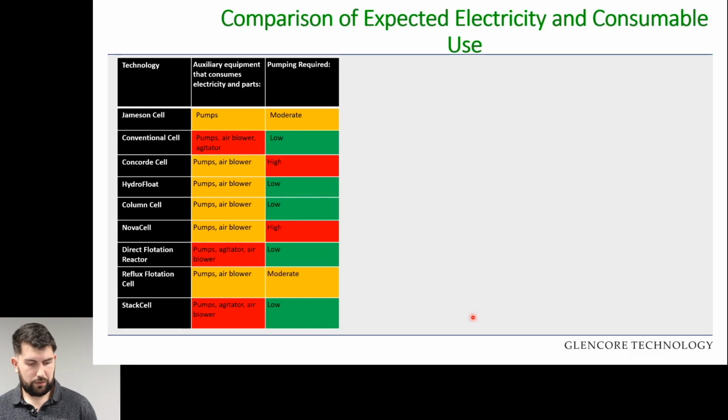So for a Jameson cell, for example, we said that would be a moderate requirement because there is moderate pressures required, and the pumping required will be higher than, say, a conventional cell. For the Concorde and the NovaCell, we said they would be high because the pressures are higher than a Jameson cell. So you're going to require larger pumps and more pressure.